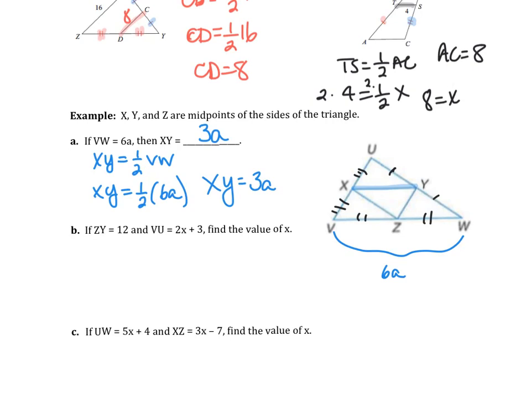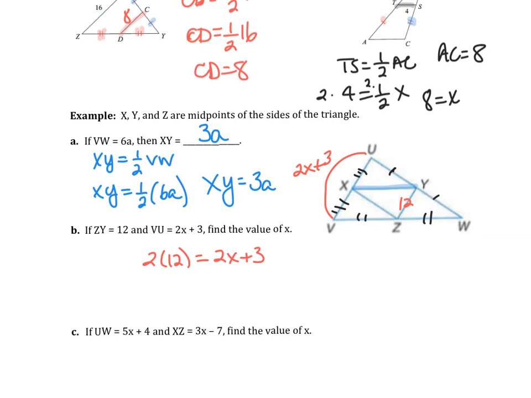All right, next example here, I'm going to mark what we know. So let me erase some of the stuff maybe that we don't need right now. Okay, so I've got ZY, so this part here is equal to 12, and VU, so the whole length is equal to 2x plus 3. So we're solving for that value of x. So I know that 12 is half of 2x plus 3, or I know that 2 times 12 is equal to that 2x plus 3. So I'm going to set it up so you can see it both ways.